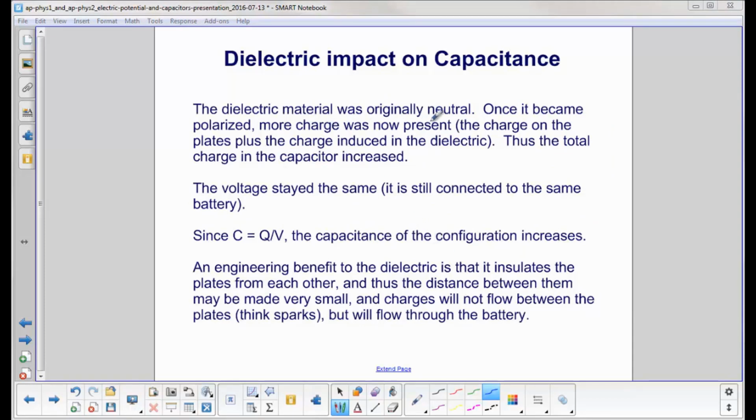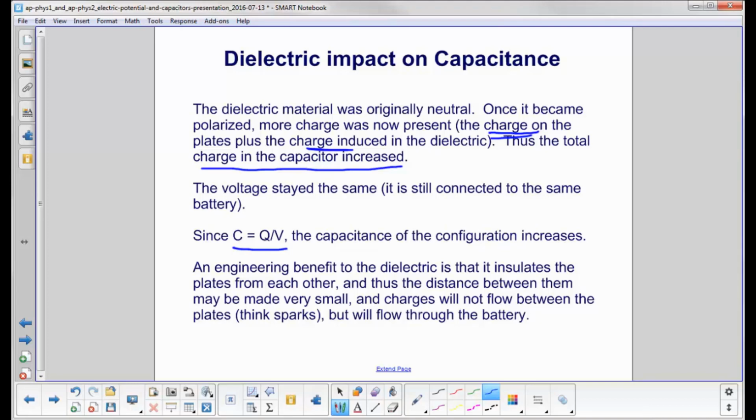The dielectric material was originally neutral. Once it became polarized, more charge was now present. You had the charge on the plates, plus the charge induced in the dielectric by separating the charges positive and negative on either side of the material. Thus, the total charge in the capacitor increased. The voltage stayed the same, still connected to the same battery, so when we use the definition of capacitance, charge went up, voltage stayed same, capacitance of the configuration increases. That enables you to store more charge for a given voltage, and you can store more energy.